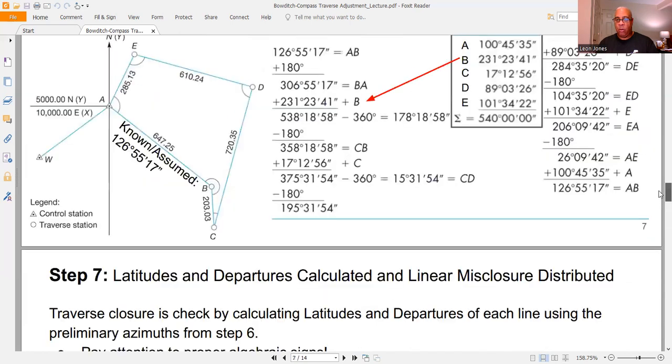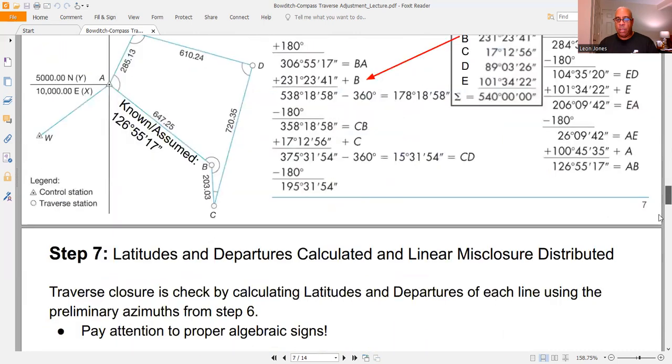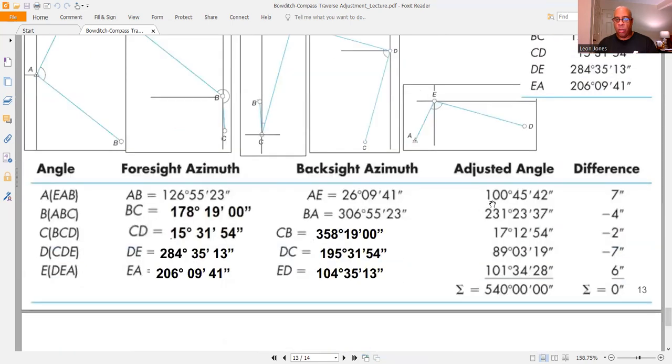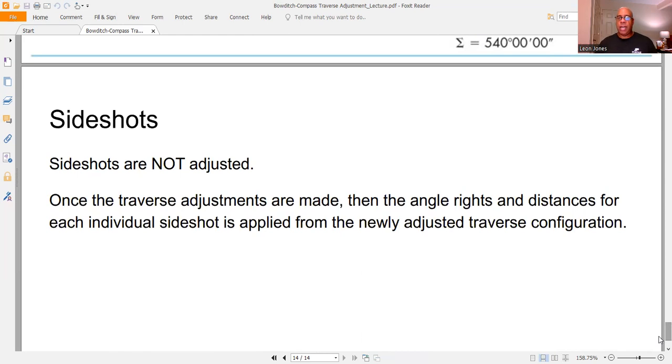Now, you get these differences because the first angle, when we go back up to step 5 and had our adjusted angle, was 145.35. Now, our new or final adjusted angle was 145.42. So that's a difference of 7. And then you apply the same method to the computation for the rest of the points until you get 0. Now again, when we do side shots, they are not adjusted. Side shots are not adjusted.